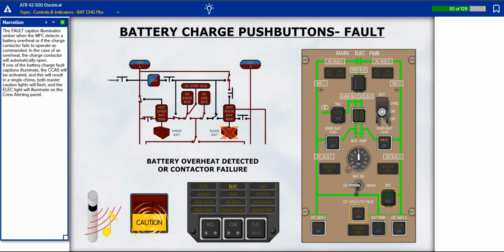The fault caption illuminates amber when the multifunction computer detects a battery overheat or if the charge contactor fails to operate as commanded. In the case of an overheat, the charge contactor will automatically open. If one of the battery charge fault captions illuminates, the CCAS will be activated, and this will result in a single chime.